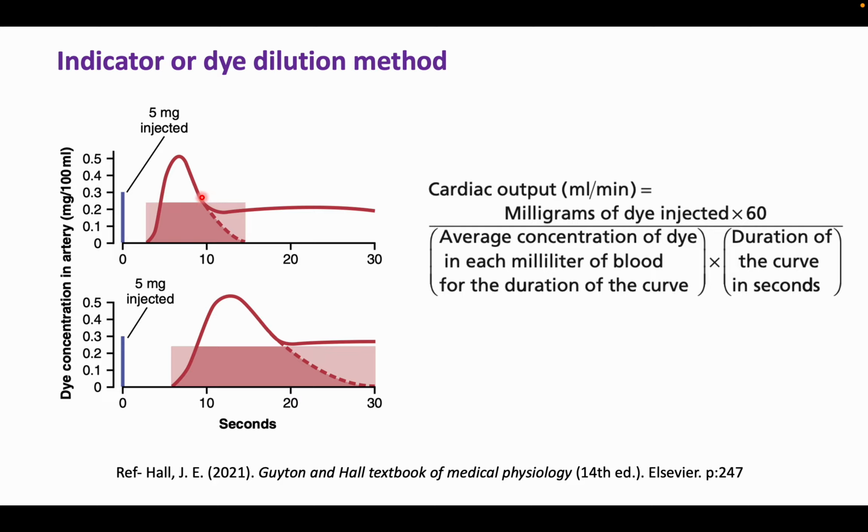Its concentration decreases and again it starts to increase. Why? Because the dye is again circulating the whole circle and coming back to the recording site. So we don't want this. We want only the amount of the dye which is coming after one circle. So we have to extrapolate this line.